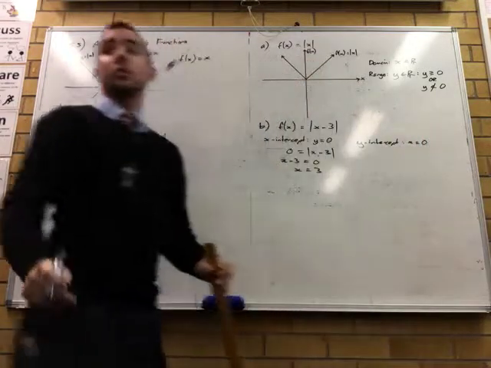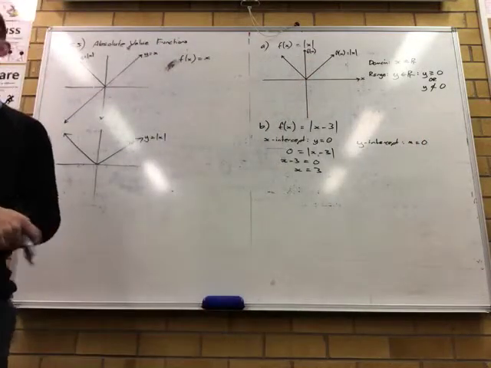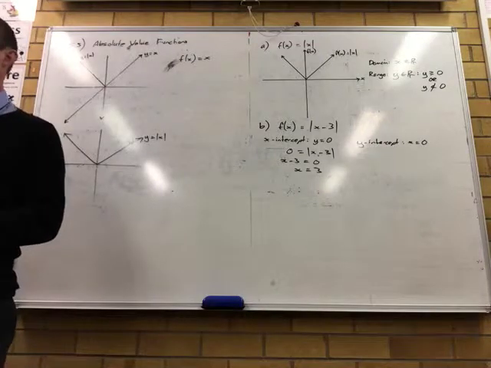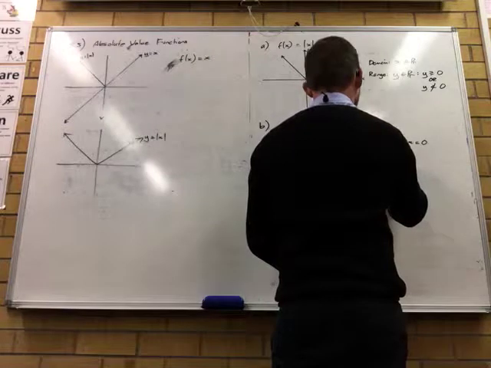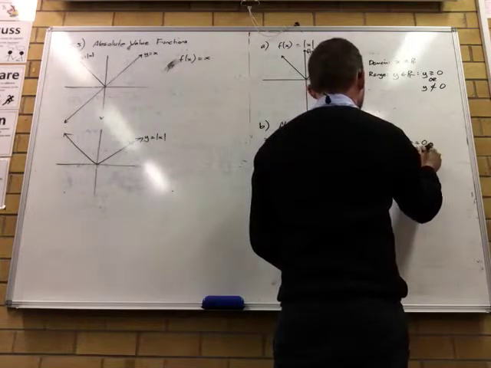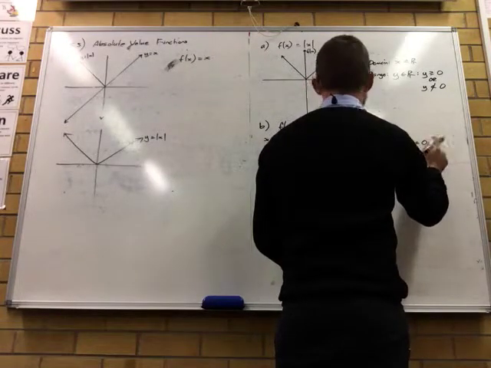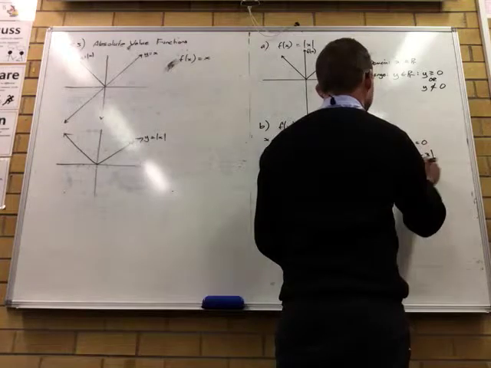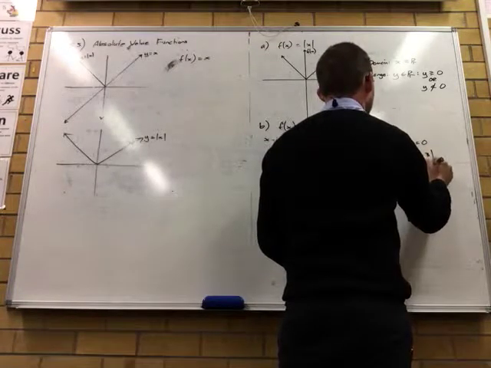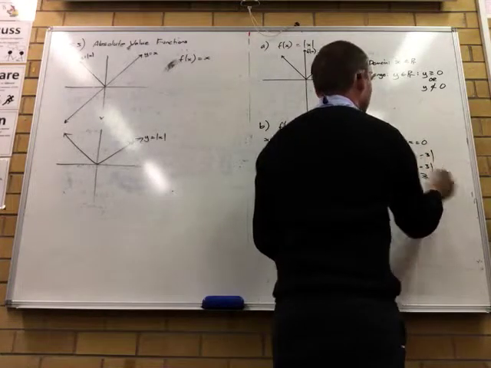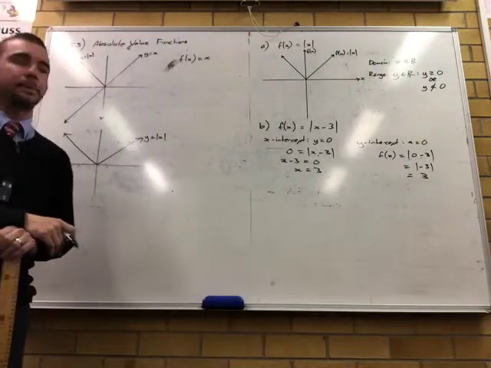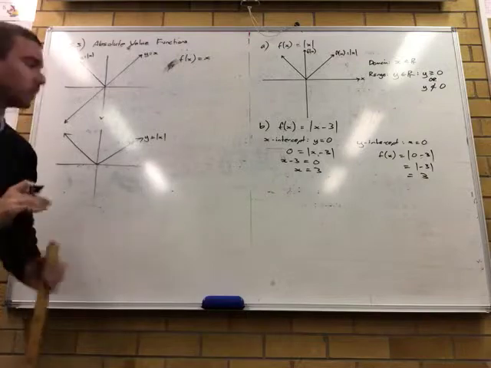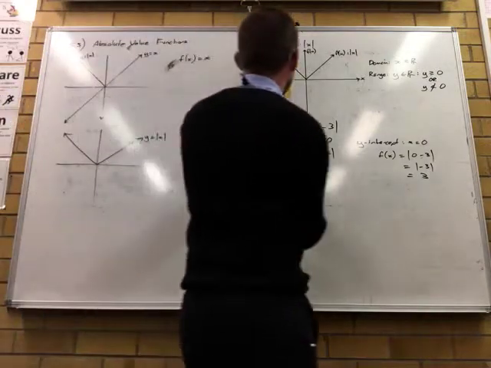Your intercepts work is also handy for your absolute value graphs, because from those intercepts we can do the graphs. So f of x is the absolute value of 0 take away 3, which is the absolute value of negative 3, and when we take the absolute value of a negative number, it returns a positive number. We'll get this done quickly.